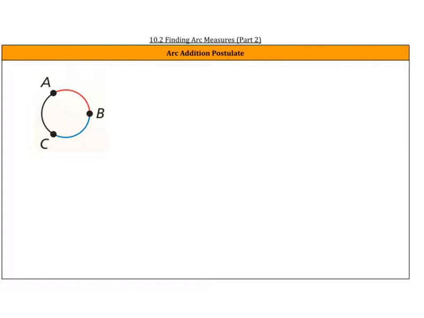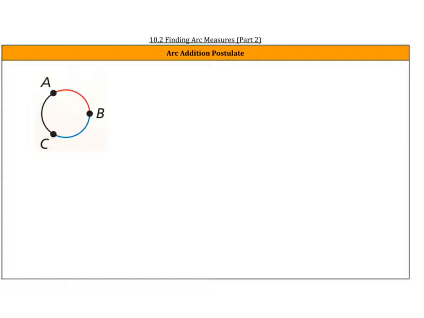So first thing we're going to go ahead and talk about is the arc addition postulate. Now, we've gone over a different postulate from first semester. That was the segment addition postulate. The arc addition postulate is almost the same. It's just we are adding arcs instead of adding segments.